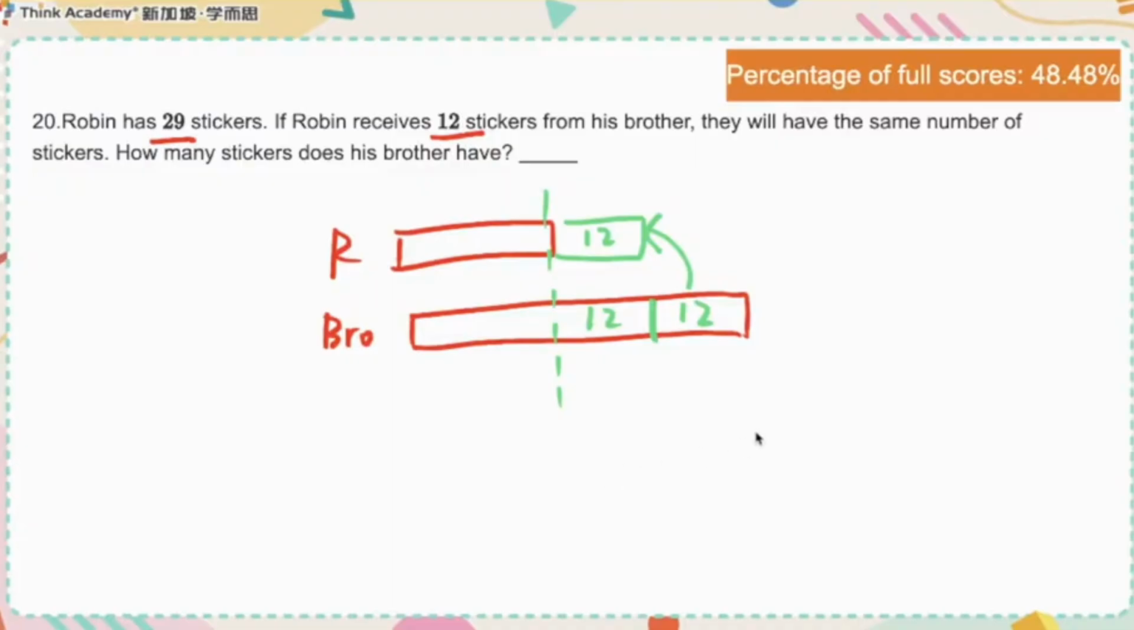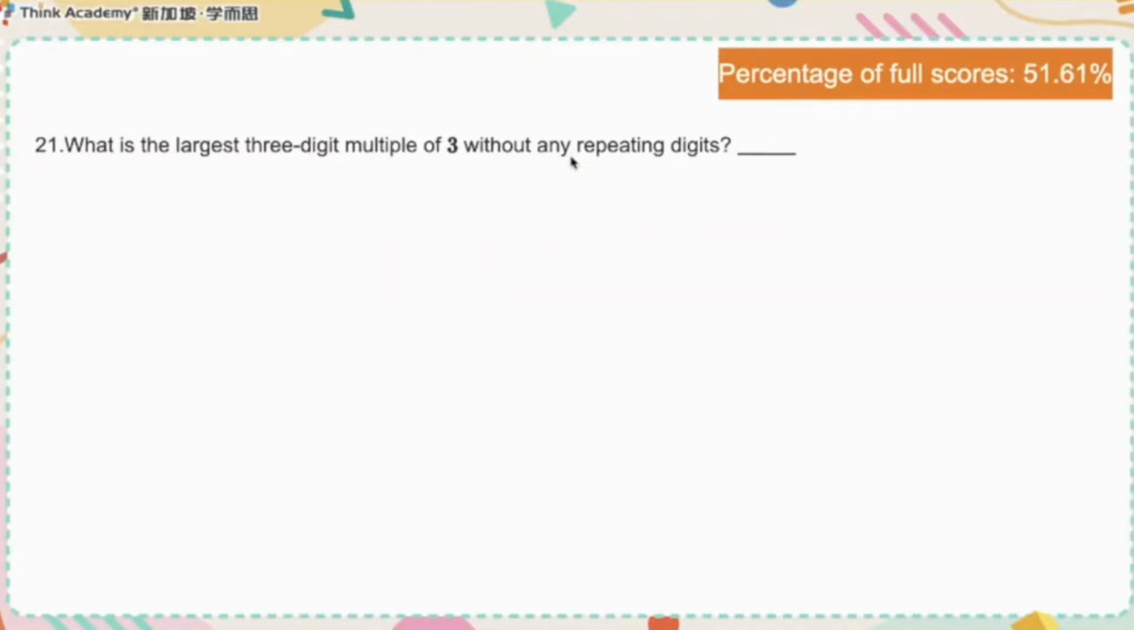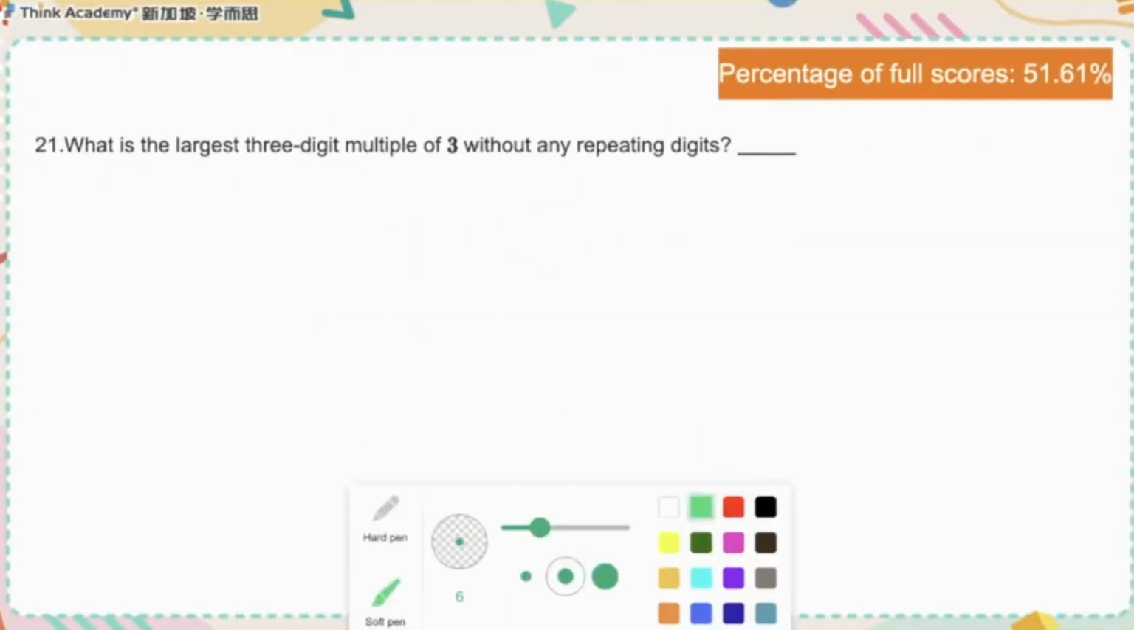So we can calculate how many stickers his brother has. We know Robin has 29, right? So that means this is also 29. After we do the calculation, that will be 53. So the final answer is 53. Good job. Then question 21.